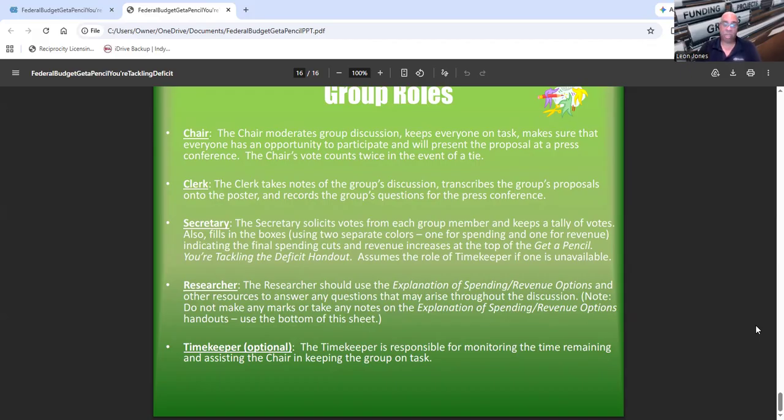So you get a sheet. Then a timekeeper is optional. The timekeeper is responsible for monitoring the time remaining and assisting the chair in keeping the group on task.